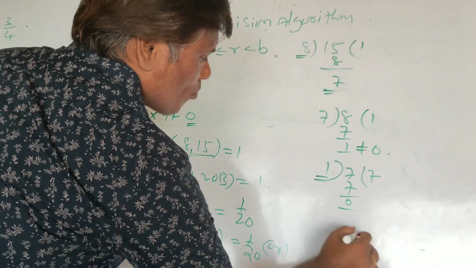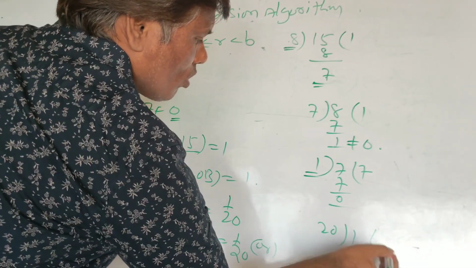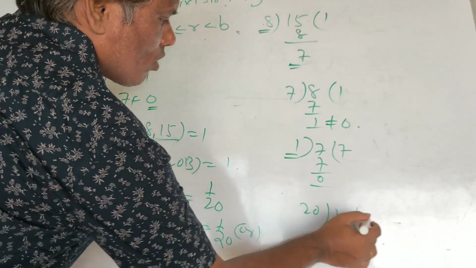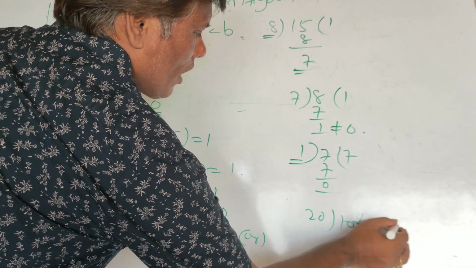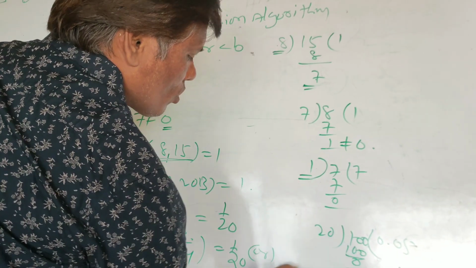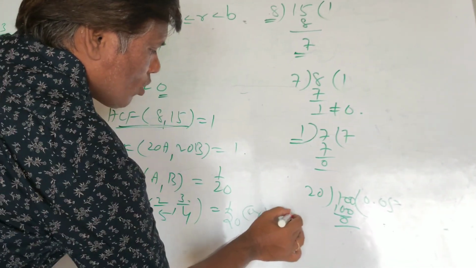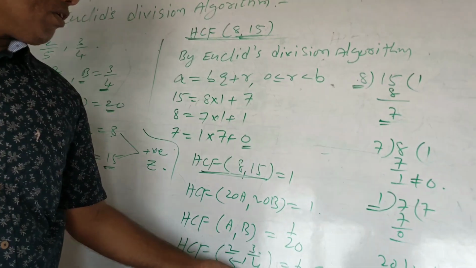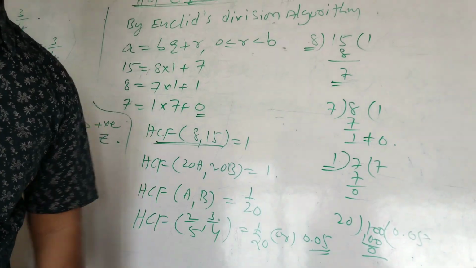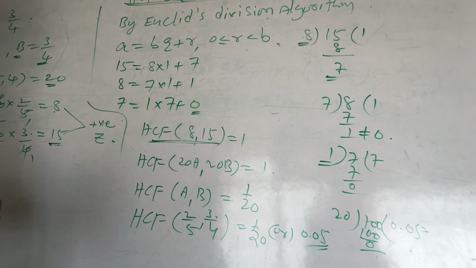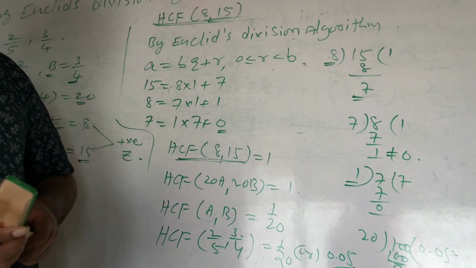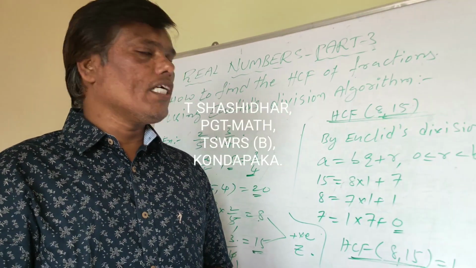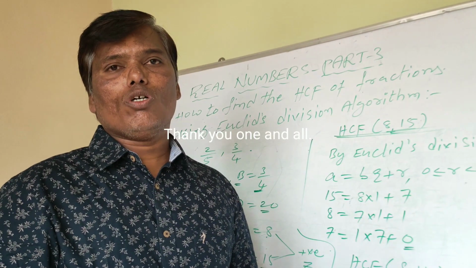You can also express it in decimal. If you divide 1 by 20, what will we get? It won't go, so keep the point, then 10 will come. 10 is not divisible by 20, keep 0 here, one more 0 here, 20 times 5 is 100. So we get 0.05. So the HCF of 2/5 and 3/4 is equal to 1/20 or 0.05. Like this we have to find the HCF of given numbers. I hope you understand how to find the HCF of given numbers. Thank you very much.